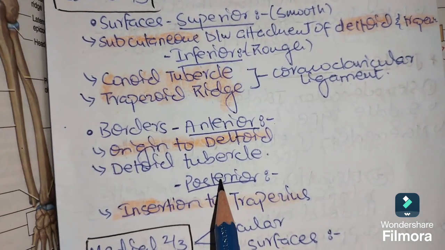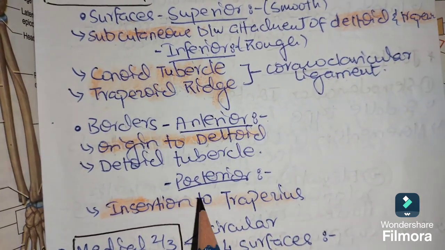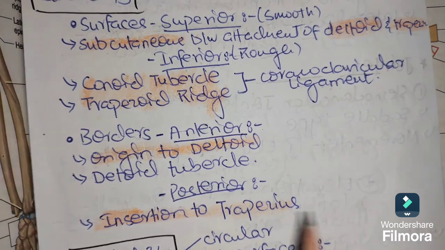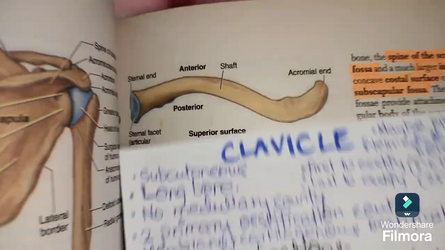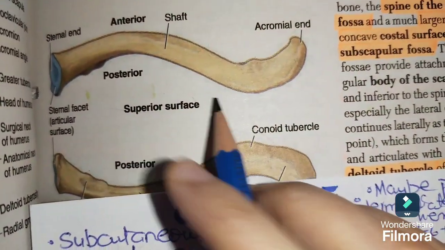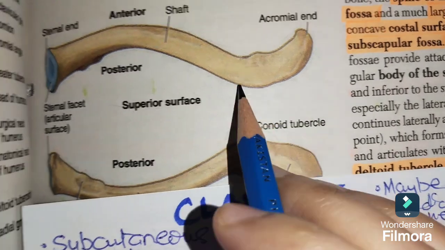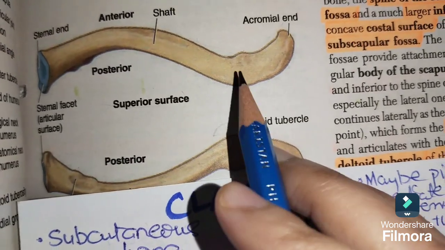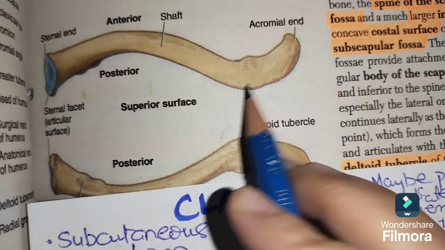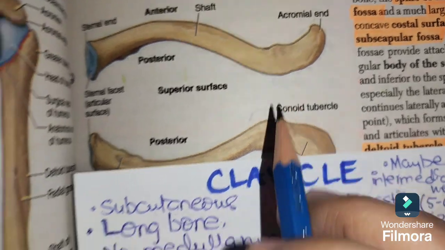And on the posterior border, we have the insertion of the trapezius muscle. So here, this is the posterior border, and here we have the insertion or the distal attachment of the trapezius muscle.